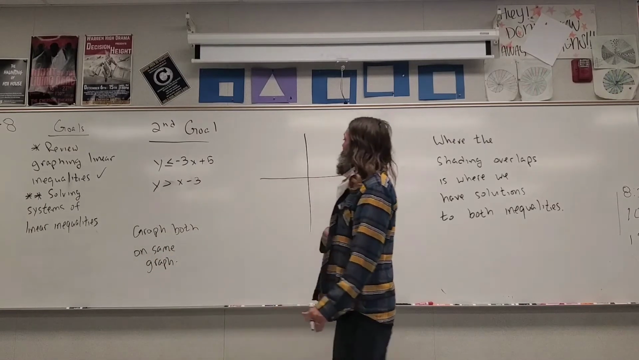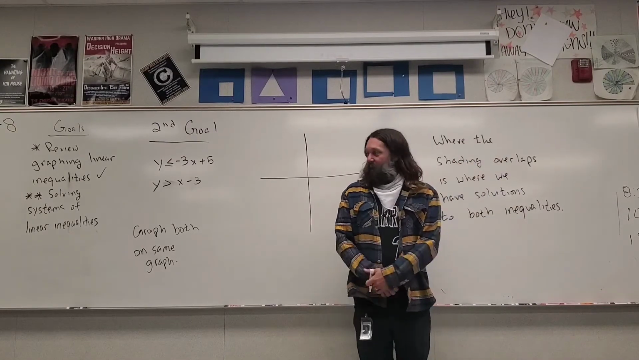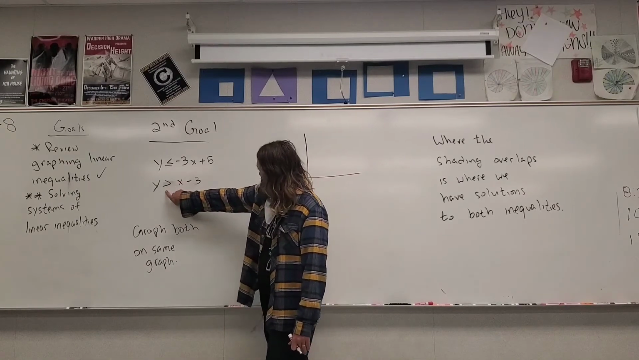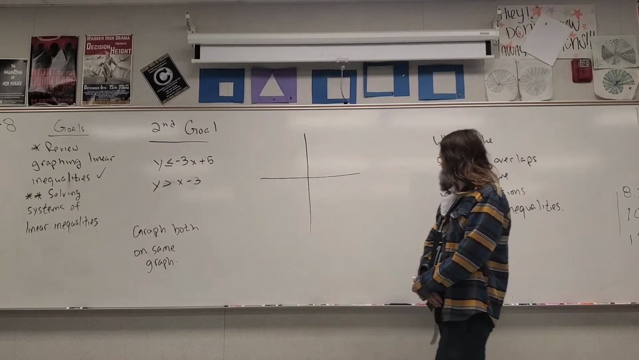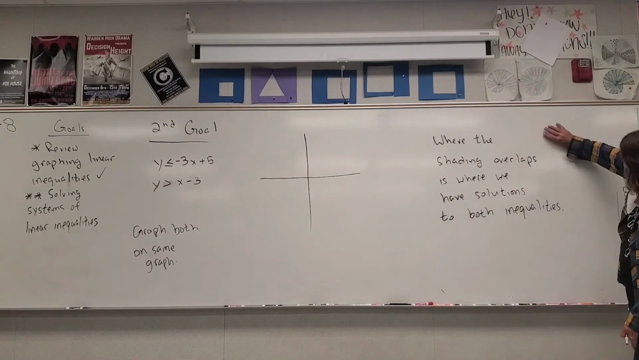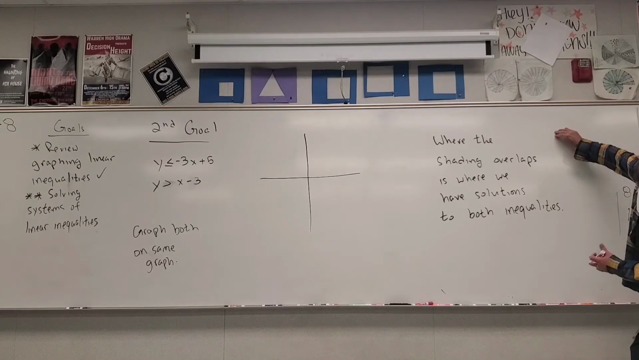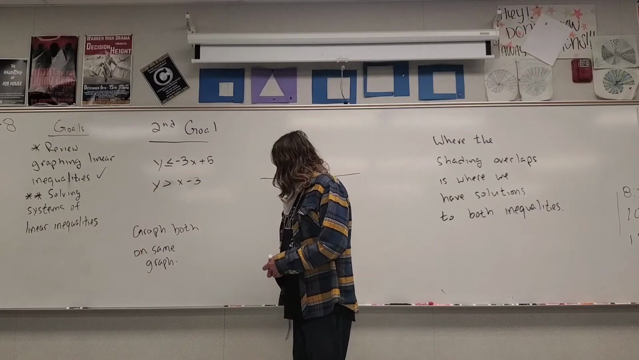Now, remember the solution is where the shading is, right? So this one we're going to shade below, and the line is solid. This one we're going to shade above, the line is dashed, and where the shading overlaps, that is our solution, right? So make sure we have this written down: where the shading overlaps is where we have our solutions to both inequalities.